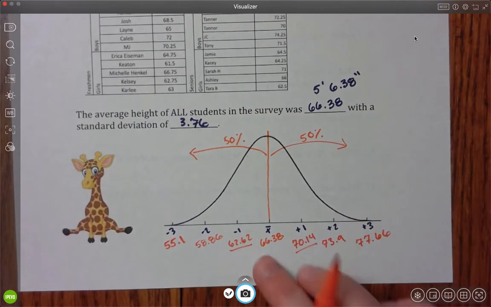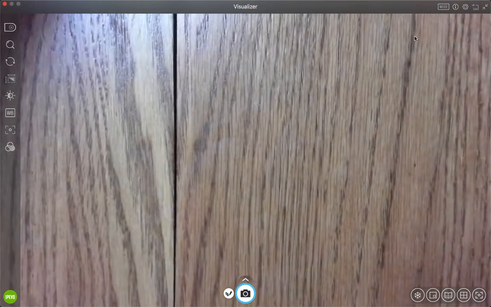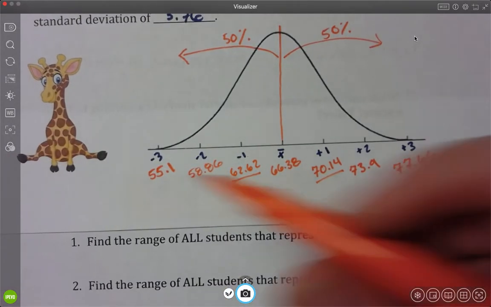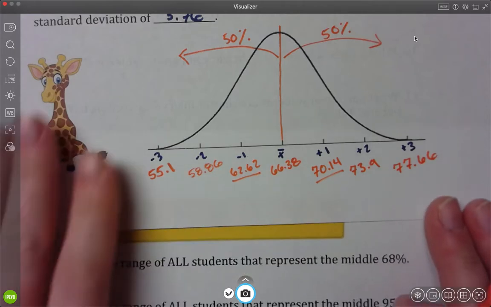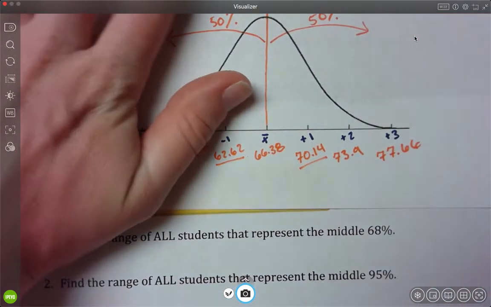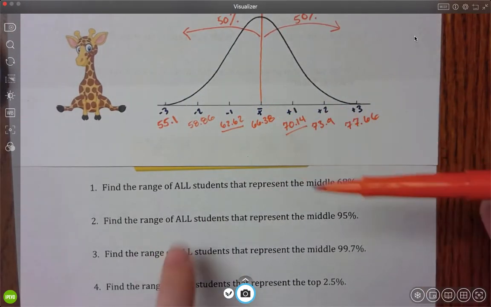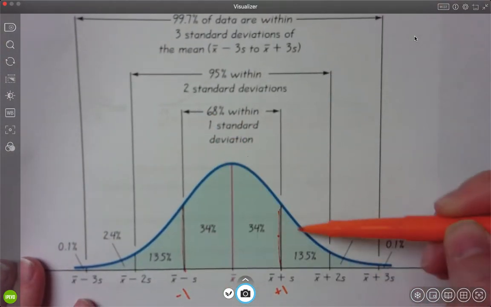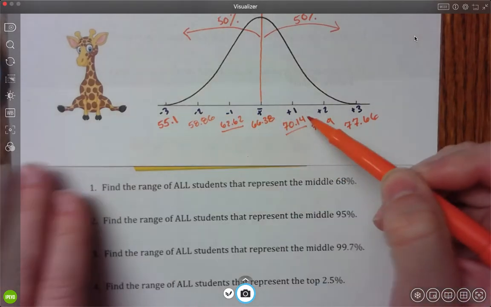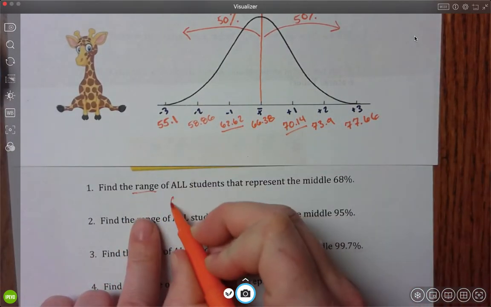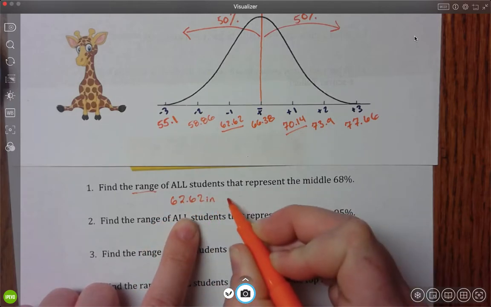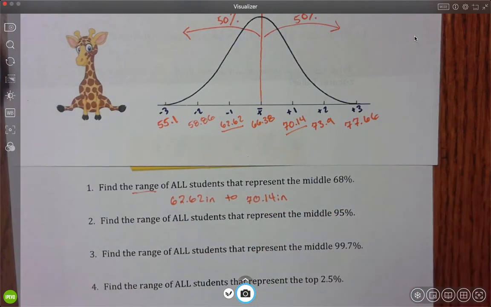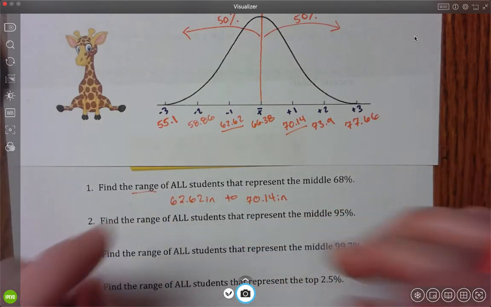So we're going to use this graph, and I put it on another sheet of paper so that you can have this up here, and we're going to answer some questions. So find the range. This is number 1 on the back side. I'm just going to leave my bell curve up here so I have it all together. Find the range of all students that represent the middle 68%. Okay, on the empirical rule sheet, the middle 68% is between -1 and +1. So the range will be from 62.62 inches to 70.14 inches. The middle 68% will be from that height to that height.